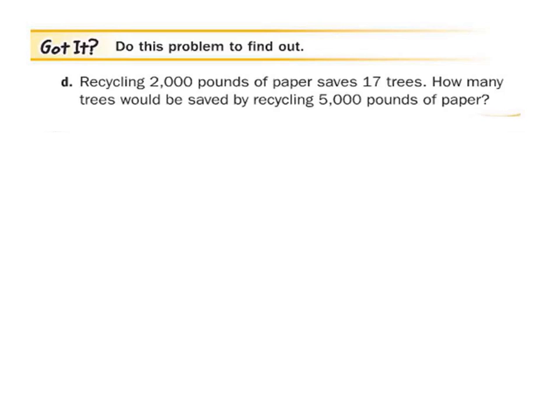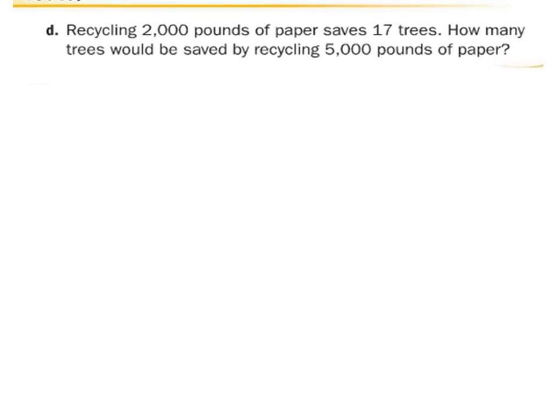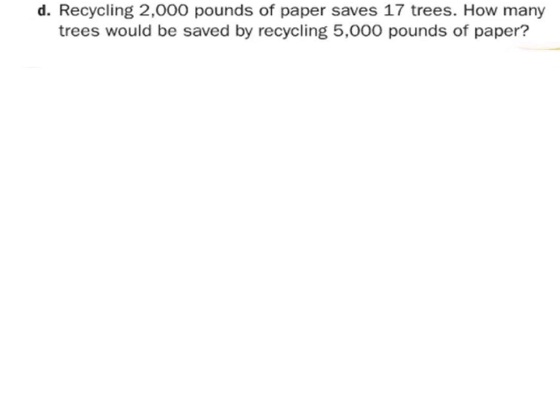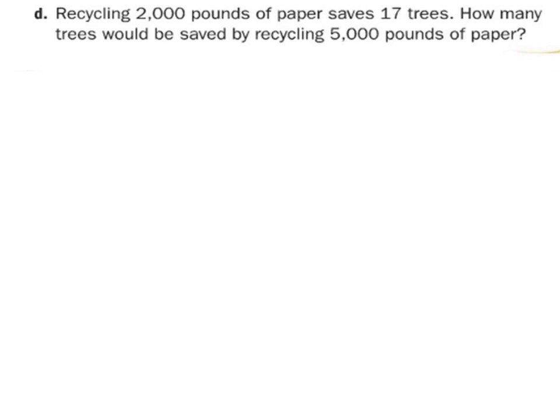Okay, so recycling. You got 2,000 pounds of paper. It's going to save you 17 trees. How many trees would be saved by recycling 5,000 pounds of paper? Well, we hate trees, so we would not want to save any, right? But in this case, it's theoretical. So let's just save some trees, okay? The concept is still the same though, all right?